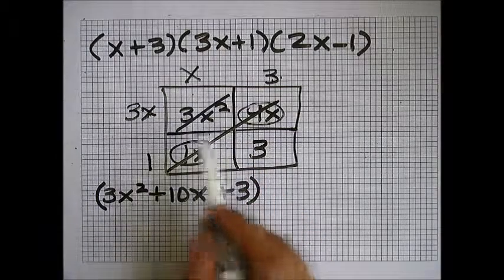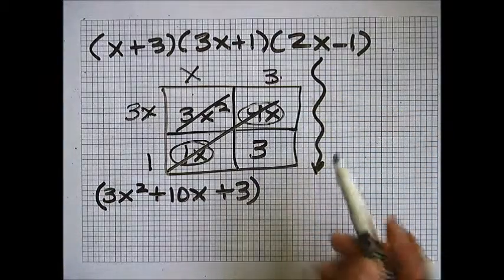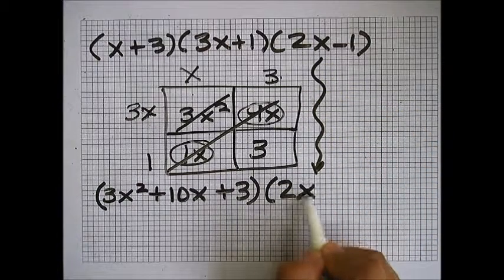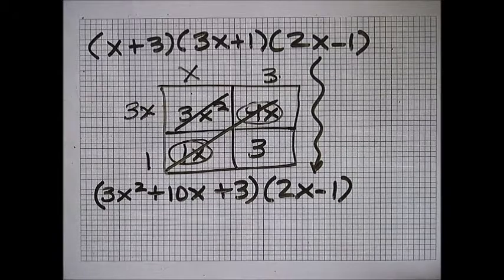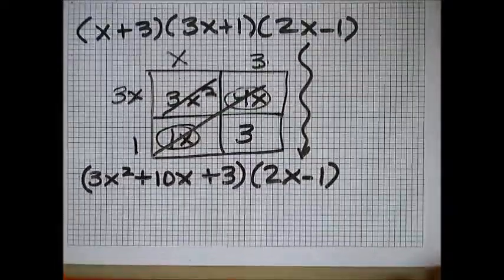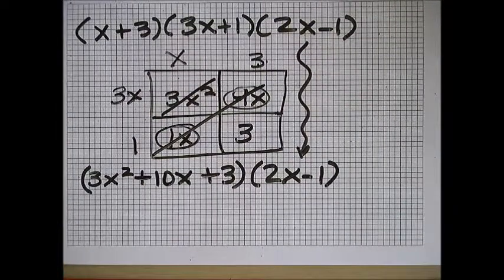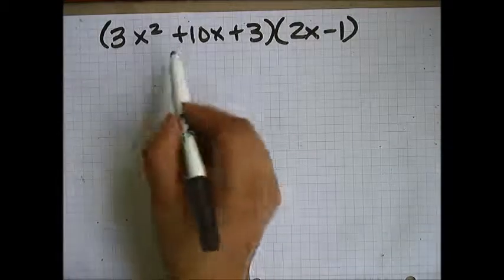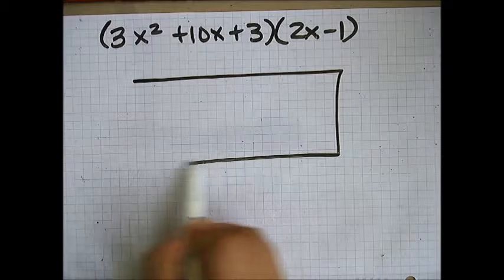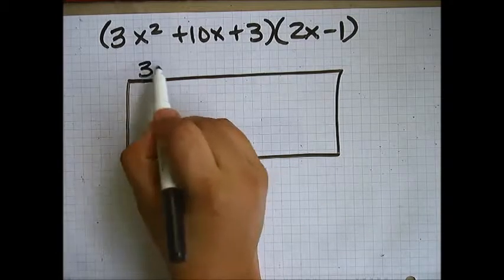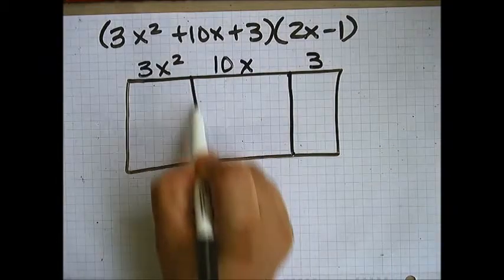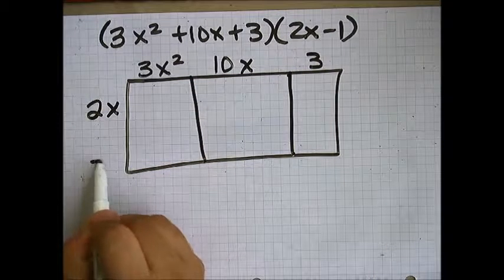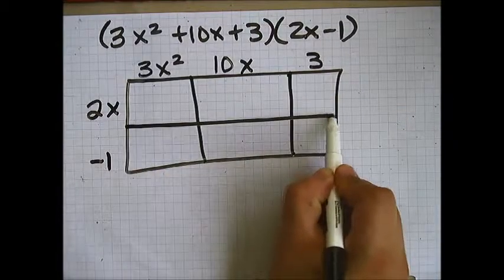So now that you've multiplied those first two sets of parentheses, now we can actually bring this one down and multiply this by the 2x minus 1. Okay, so let's see what that will look like. So now we're going to move that up. Okay, so now again, if you want to use the box method, let's go ahead and draw the box. I'm going to put 3x squared here, 10x here, 3 here, which gives me 3 columns. 2x here, and negative 1 because I have a minus 1, so that makes 2 rows.